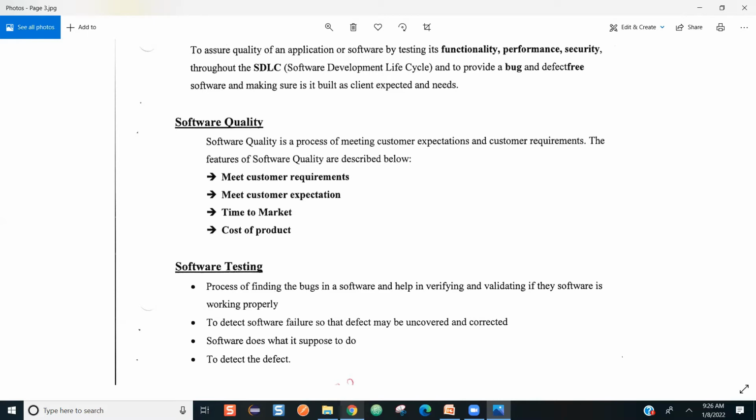So what the customer or end client is asking, we need to focus on that actually. And for time to market, based on the market situation, you need to think whether this is up to the market or not. And cost of products: products' quality depends on the cost. If you spend more money, there is a possibility to make the software higher quality.